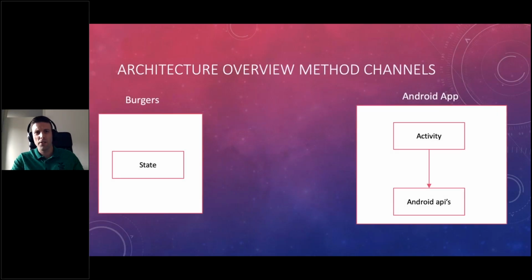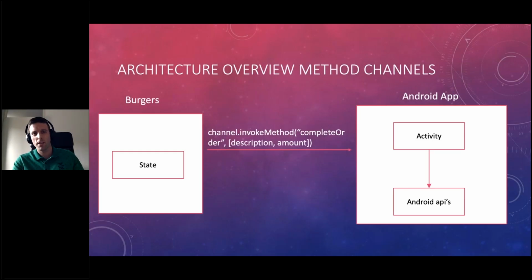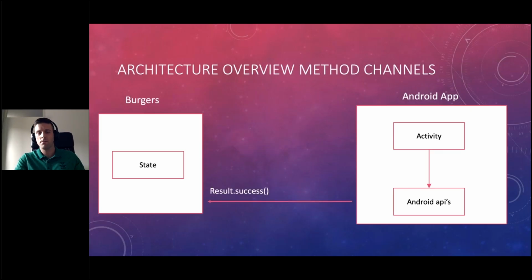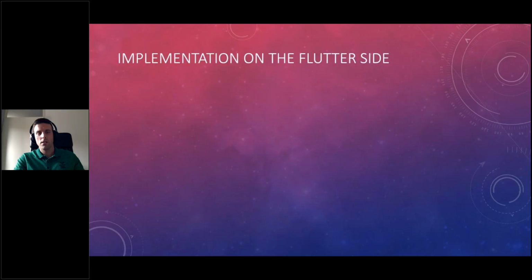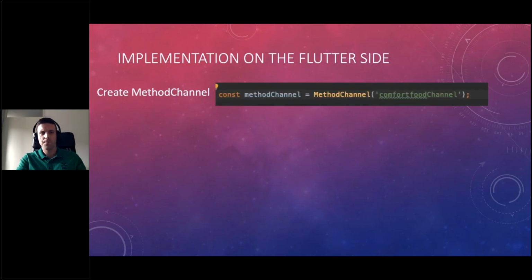A bit of architecture overview that will give you some explanation about my implementation. First, of course, I want to invoke a method complete order from the Flutter client, and I provide some arguments. At some point, Android starts processing it, checking some things, and it will provide me a success. How does it look on the Flutter side? First, we need to create the method channel. And the name that we create is important because this one needs to match also on the Android side.